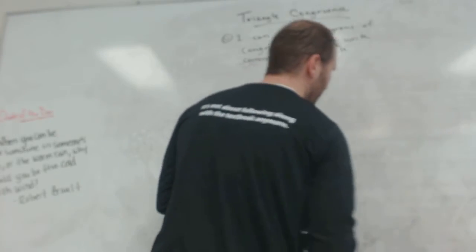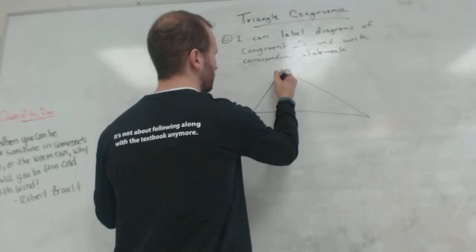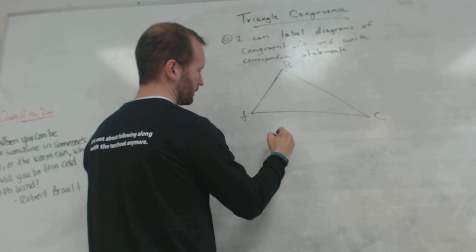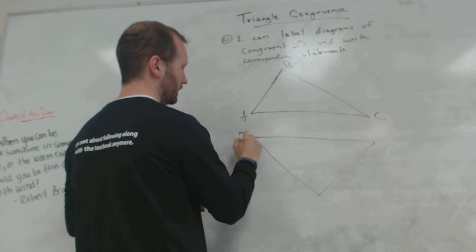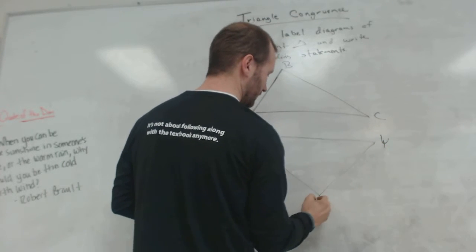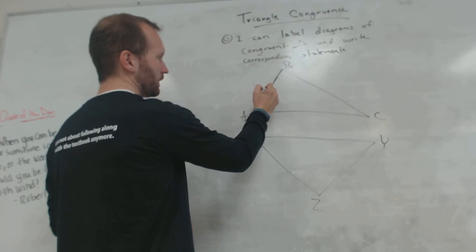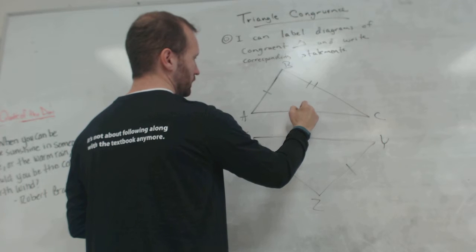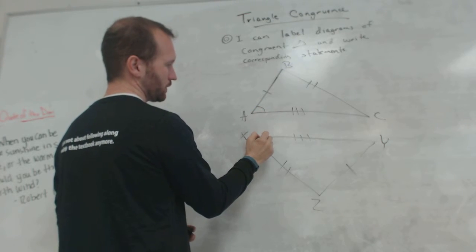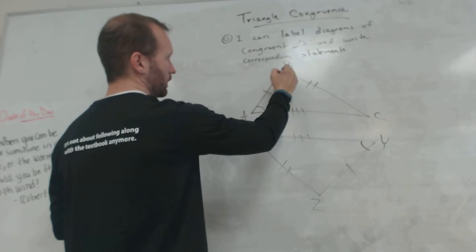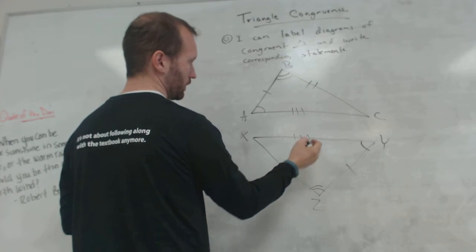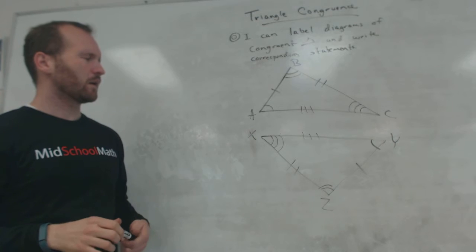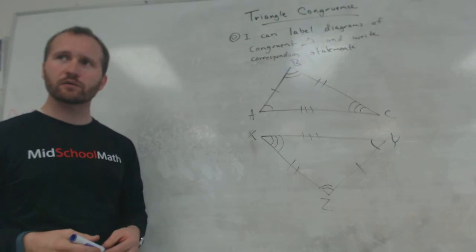One last thing. Let's say they give you the diagrams. Look at this little chair. A, B, C, and then, actually, let's do X, Y, Z. And let's say they do this. Say they give you these two diagrams, how would you write a congruence expression here?